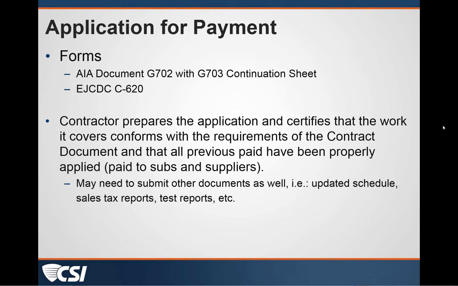which talks about the application for payment itself. Typically, I use the AIA document G702 with G703 continuation sheet. The G703 is the sheet where these line items are listed out and their dollar values are assigned. That becomes a part of the pay app with the G702, the front page. The EJCDC document is the C-620. The contractor prepares the application, and as he prepares it, he is certifying that the work covered by that pay app conforms with the requirements of the contract documents, and that he has made payments, based on the previous payments he's received, to his subsequent suppliers.